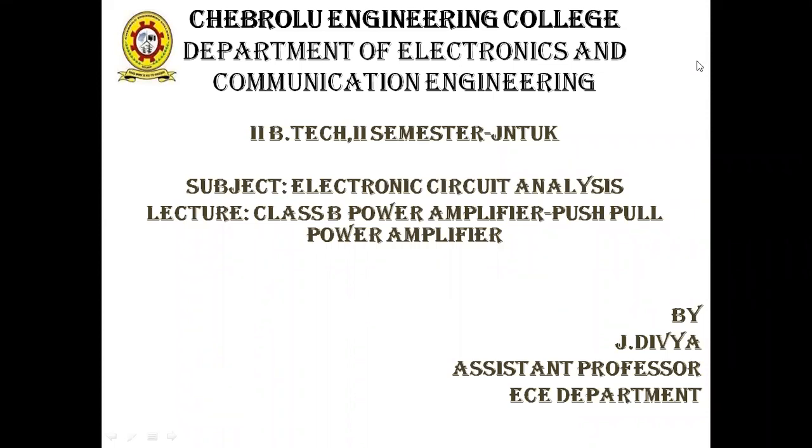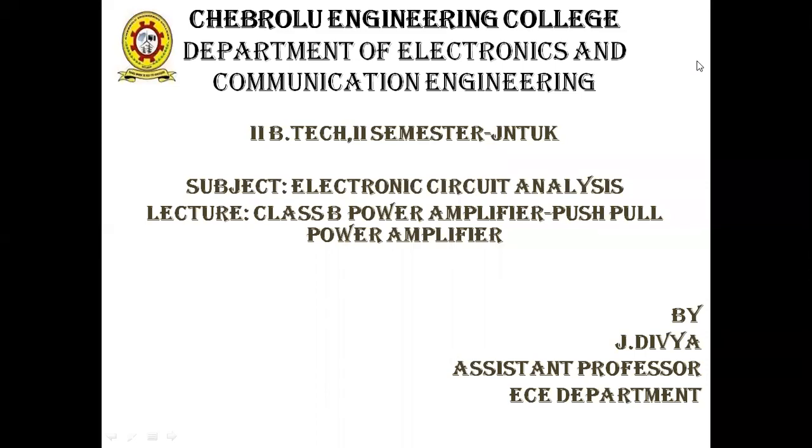In Class B, we have two types of power amplifiers: push-pull power amplifier and complementary symmetry power amplifier. So the first one is push-pull power amplifier. What is a push-pull amplifier? What is the efficiency of Class B power amplifier? These topics we will cover in this session.